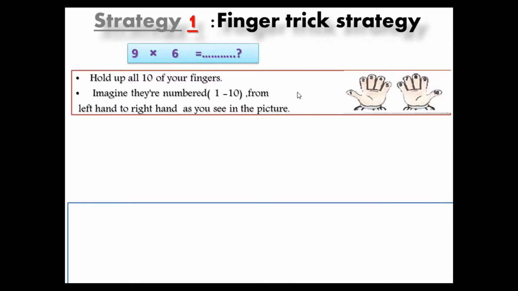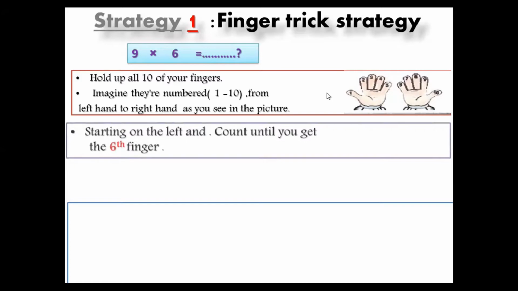You can imagine they are numbered from number 1 up to 10, from the left hand to the right hand, as you see in this picture.